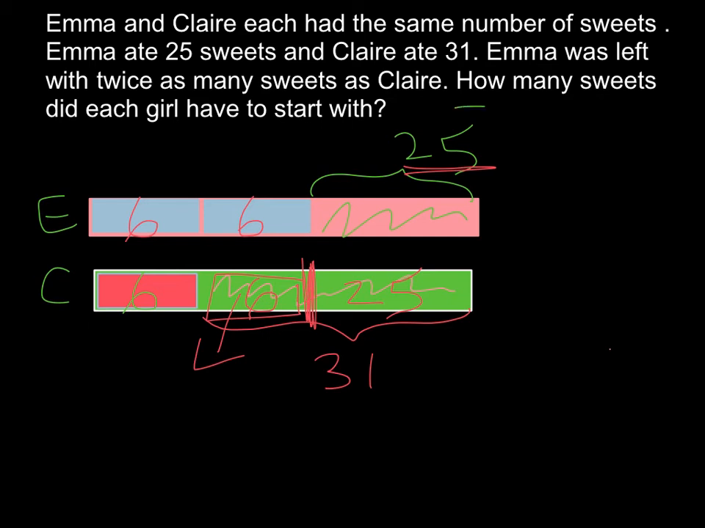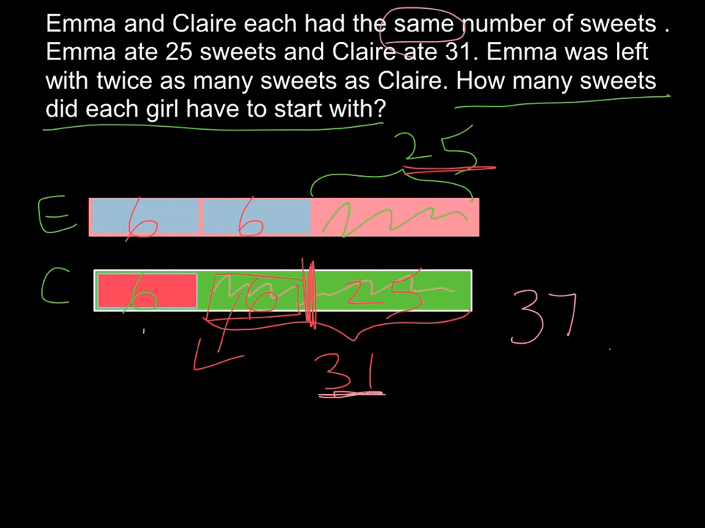And now I've got all of these blocks filled in, I can answer any of the questions. And the question is how many sweets each girl had to start with. And that's a simple case of adding. So if I start with Claire, ate 31 and had 6 left over. So 31 plus 6 is 37. And just to be on the safe side, I'm going to double check, because if I've done my maths correctly, then Emma's should add up to the same thing, because they both started with the same number of sweets. And so I know that 6 plus 6 is 12, and I know that 25 plus 12 is 37. So the girls had 37 sweets each to start with.